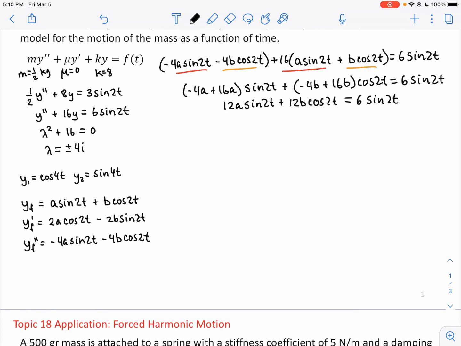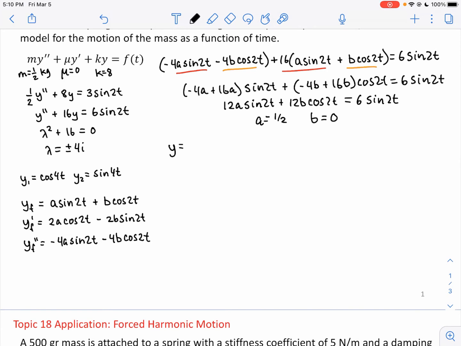And from this we can see what a and b have to be pretty quickly. A has to be 1/2. And let me write that better. And b has to be 0 because there is no cosine term on the right side of this equation. So this allows me to create a general solution.